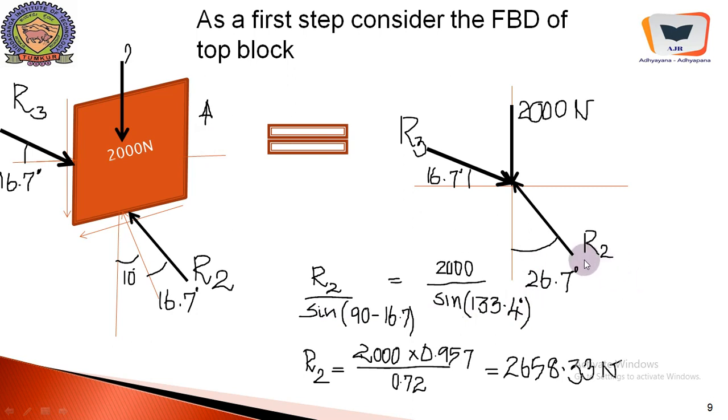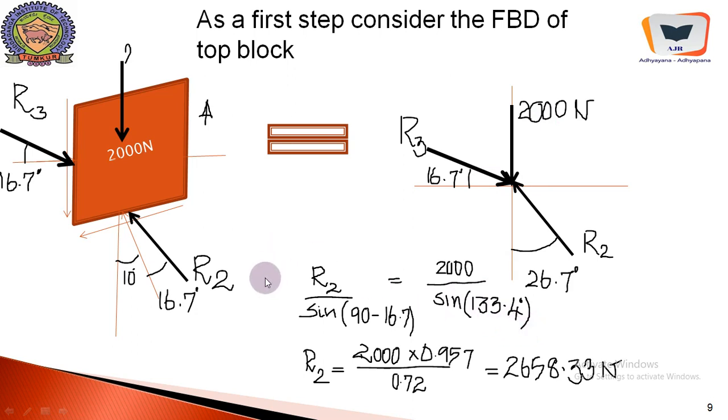Therefore R2 is very important for us to continue our solution process, and R3 is immaterial. R3 need not be found out. It is enough if you find R2, because R2 will be transformed in the reversal fashion over the wedge. So R2 by sine of this angle, 90 minus 16.7, equals 2000 divided by sine 133.4 degrees.